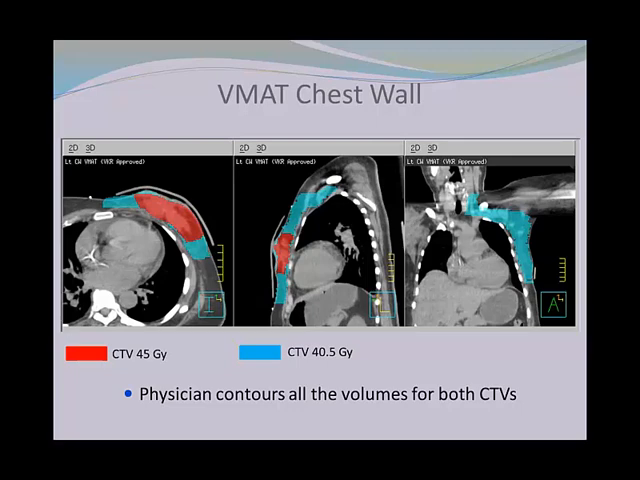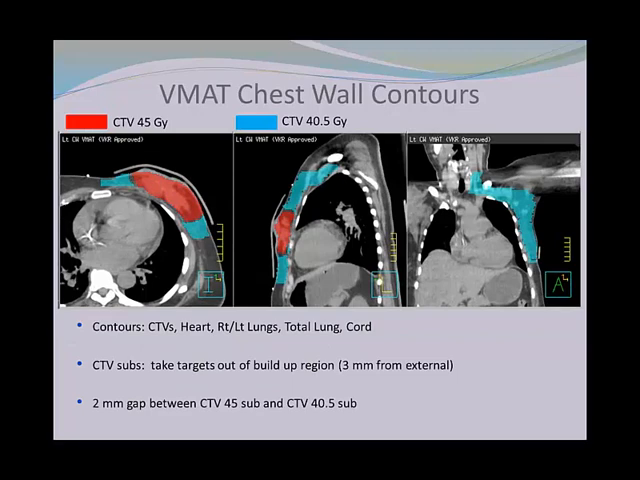So on this, after I make the CTV subs, I create a 5 millimeter ring around the total targets, with a 3 millimeter gap between the ring and the total targets. And then below, I have my normal tissue contour.